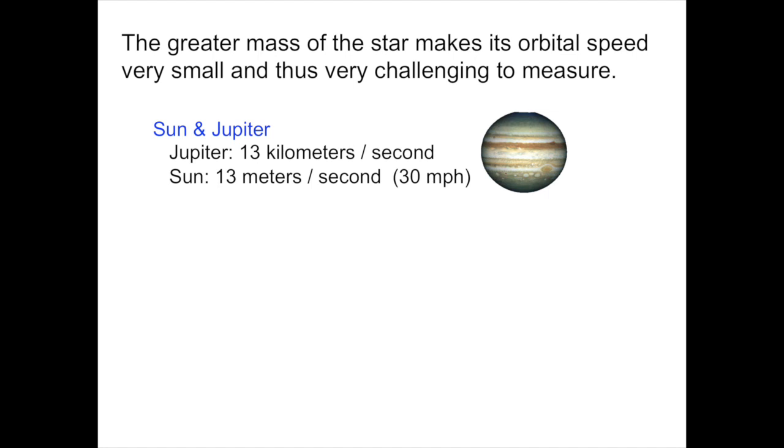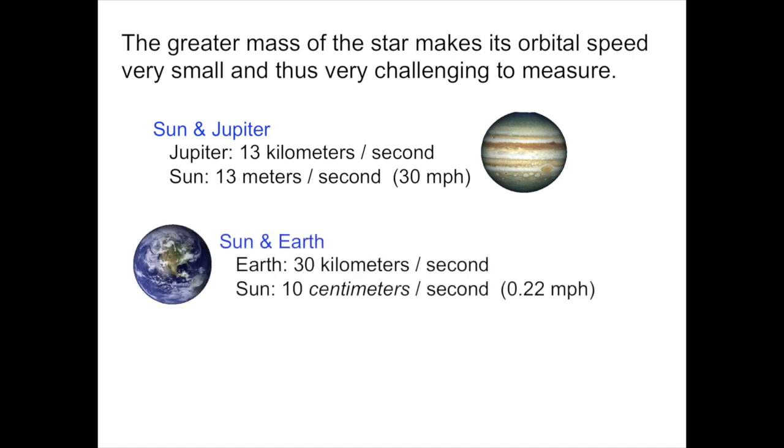This is not outside the realm of possibility, and in fact, the technology to be able to measure speeds of about 13 meters per second has existed for the last 10 or 15 years. If we were looking for Earth-sized planets, however, the problem becomes very challenging. The Sun and Earth, again, orbit around their common Sun-Earth center of mass. The Earth has an orbital speed in its orbit of about 30 kilometers per second. Again, a speed that we can measure pretty readily with all spectral technologies available to us.